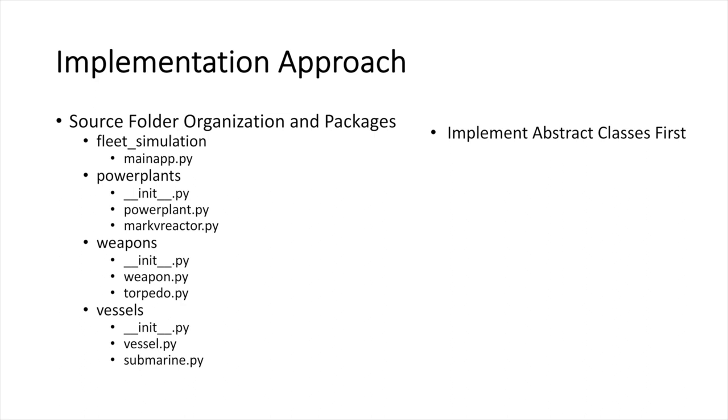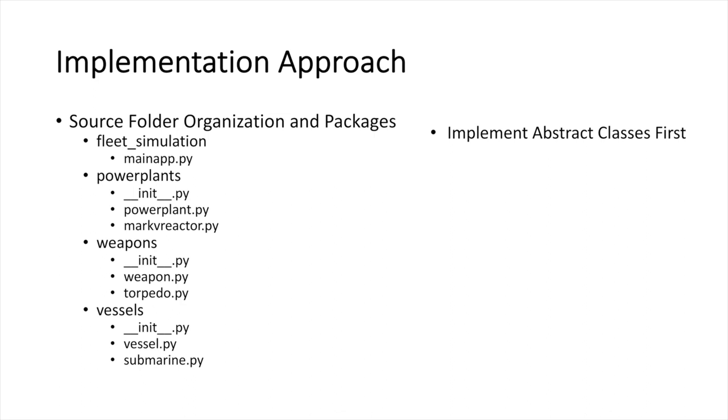Some implementation details. I'll start with the abstract classes. For the source folder organization, I'm going to use different packages: a package for power plants, weapons, and vessels. Then up at the very top in the fleet simulation folder, I will have a mainapp.py, which runs everything. I might even start with mainapp.py and then implement the abstract base classes power plant, weapon, and then vessel, because vessel depends on those. Next I'll implement the concrete classes, the Mark V reactor, the torpedo, and then the submarine. And then go back to the mainapp.py class and get everything running.